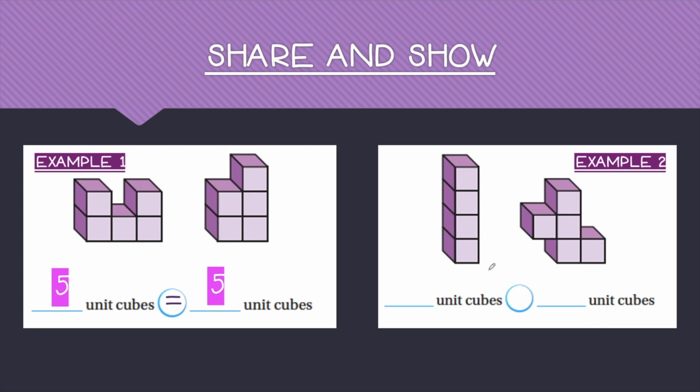Example 2. We can see that the figure on the left is made up of 4 unit cubes and the figure on the right is made up of 5 unit cubes. 4 is less than 5. So it takes more unit cubes to make this figure than it does to make this figure.